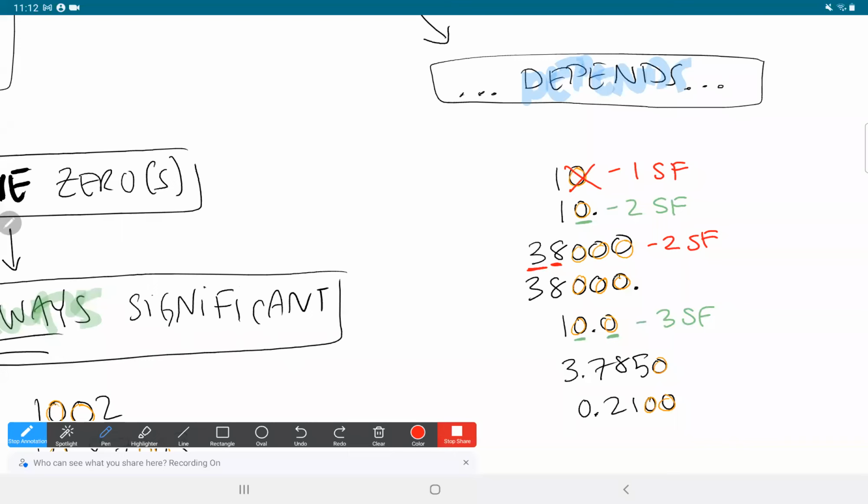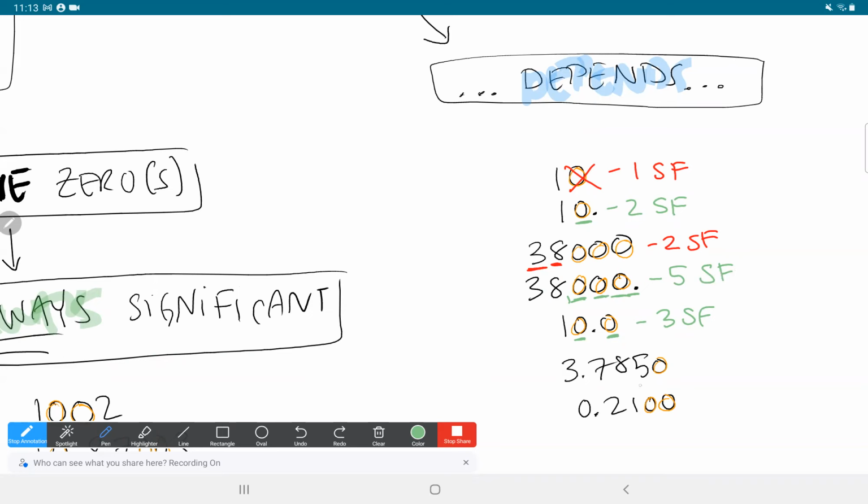Once you put that decimal place there, though, now you are telling me that you are absolutely certain that that number is 38,000 exactly. So these 3 zeros do become significant. So this number has a total of 5 significant figures.